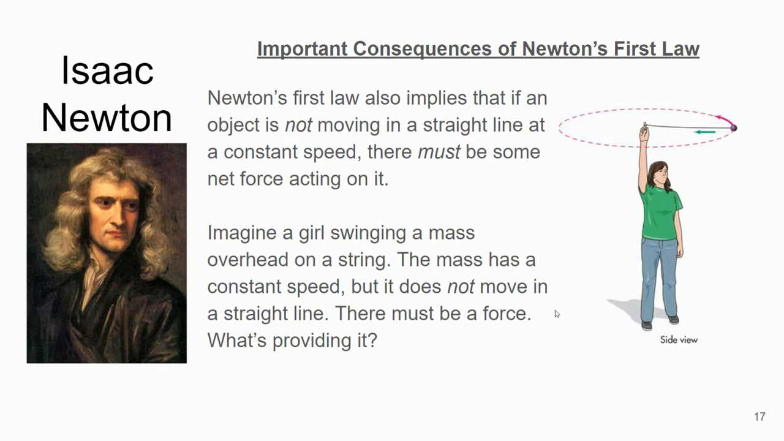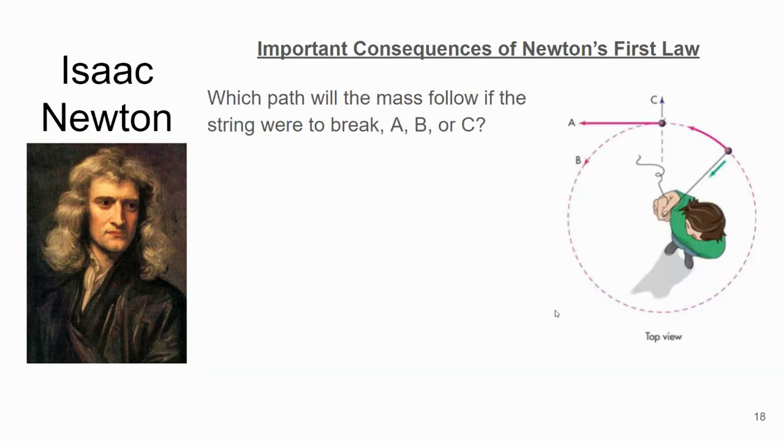So in this case, this young lady in the green t-shirt, we will call her Alice, is swinging a mass over her head on a string. So the mass is moving maybe at a constant speed. Maybe she's moving it so that it goes at the same rate the whole time, but it's not going in a straight line. So that means its motion is changing. There has to be a force. So what is providing the force? It's the string. The string is pulling on the ball. The string is making the ball change. Now, Alice is causing the string to do that, but Alice is not directly touching the ball, so it's really the string that's doing it to the ball.